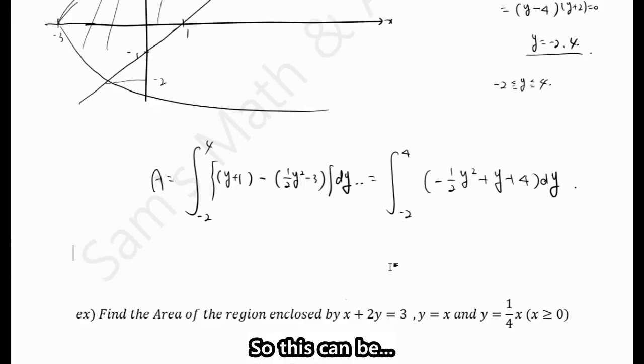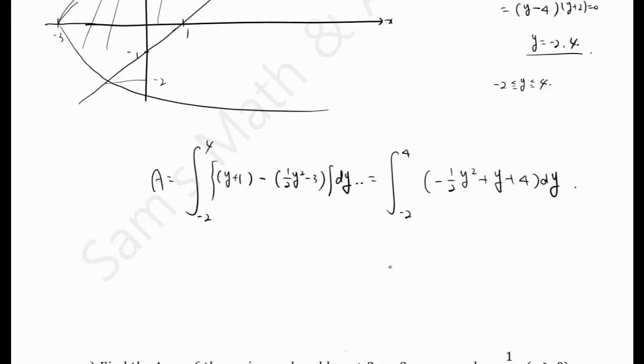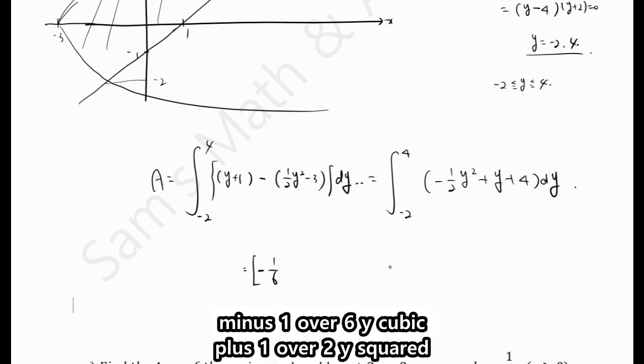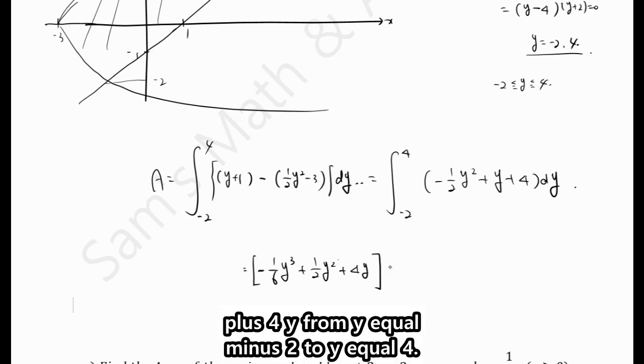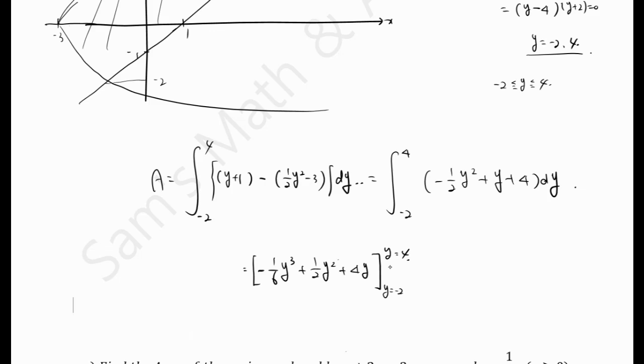This can be minus 1 over 6 y cubed plus 1 over 2 y squared plus 4y from y equals minus 2 to y equals 4. Otherwise, the answer is 18. So the area is 18.